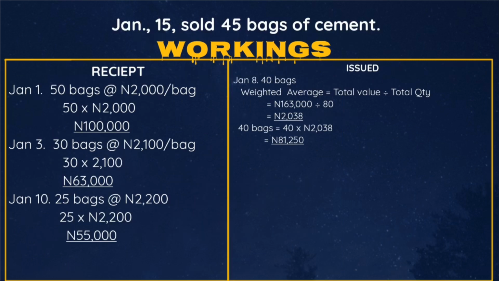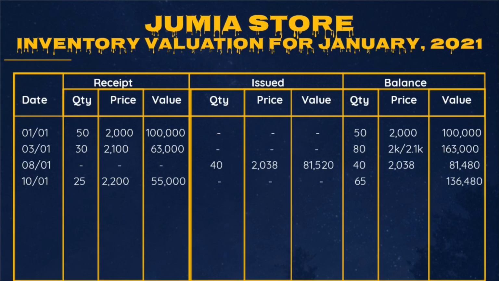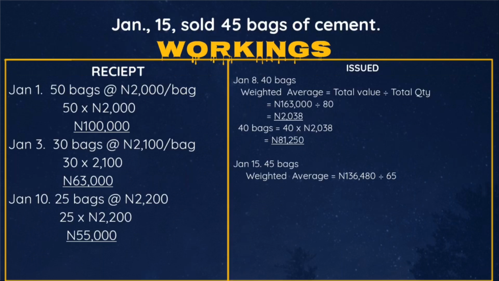Now let's go back to our working. January 15, under the issue side, 45 bags of cement. If you remember, the first thing is to calculate the weighted average. So what is the weighted average? Let's go back to our inventory account. If we look at the value, we have 136,480. That is the total value of inventories in the store. What is the quantity? That is 65, which means the weighted average will be 136,480 divided by 65. If we divide that, that is going to give us 2,100 by the time we approximate.